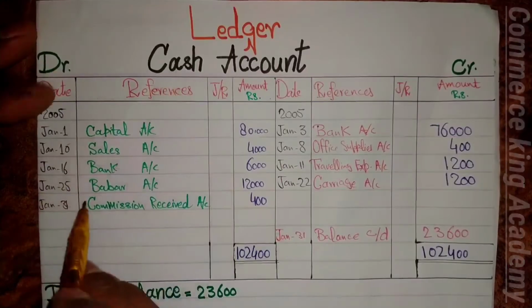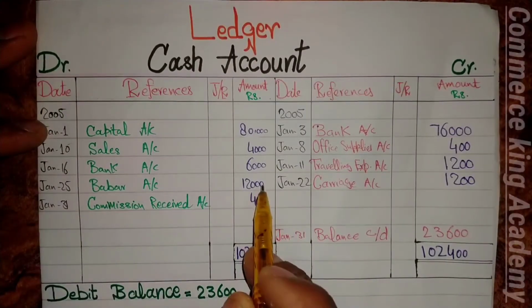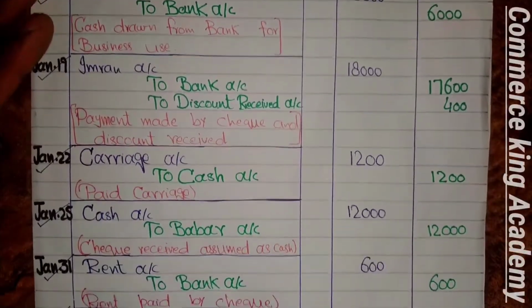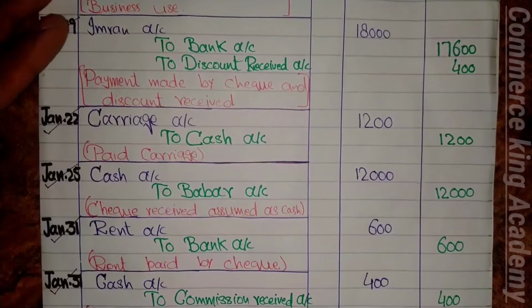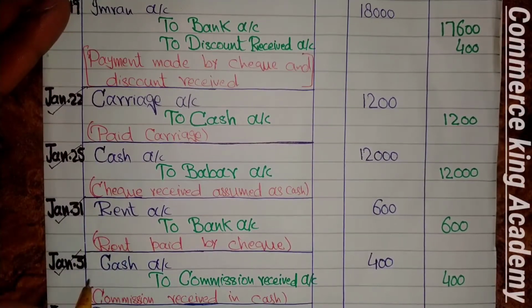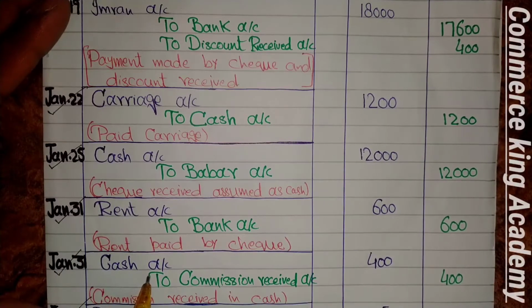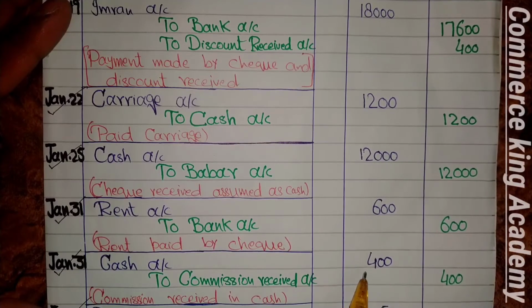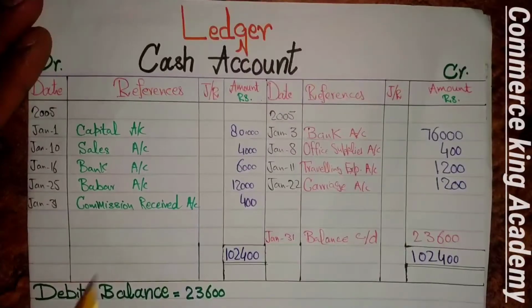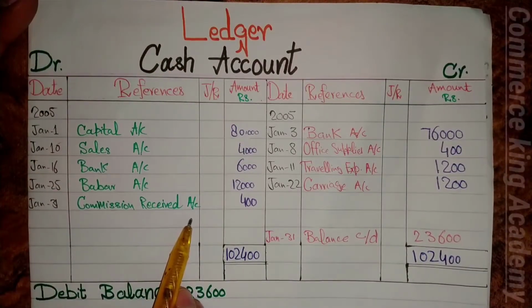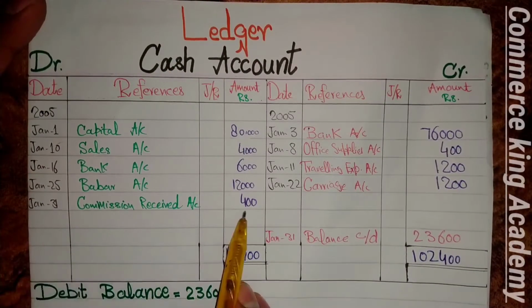Cash account debited by Babar account amounted 12,000 rupees in this way. After that, we find the next cash account entry from the journal, which is done on Jan 31st. Cash account is debited here by commission received account. The entry was commission received in cash amounted 400 rupees. So cash account debited by commission received account on Jan 31st amounted 400 rupees.